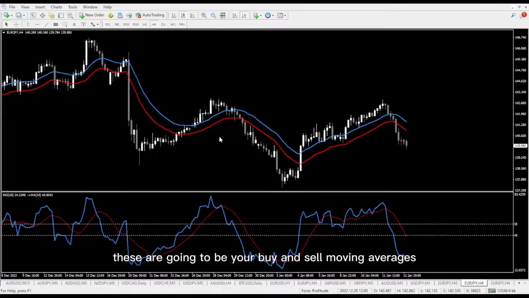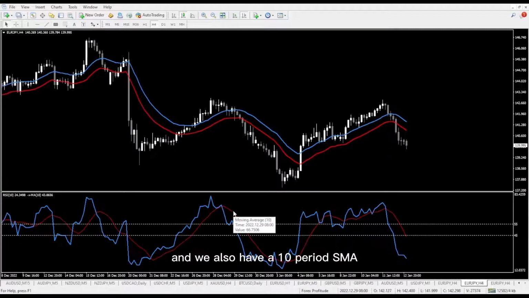These are going to be your buy and sell moving averages. They are going to give us the signals in order to buy and in order to sell. Now, with those signals, we're going to confirm that with the RSI. This RSI is going to give us a bit of a filtering effect. Now, this is a 10-period RSI, and we also have a 10-period SMA, a simple moving average applied to the RSI, and this also is going to help filter the RSI.